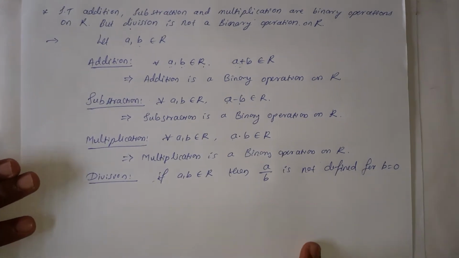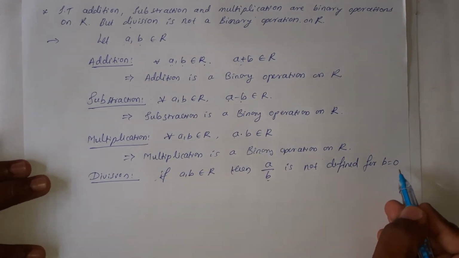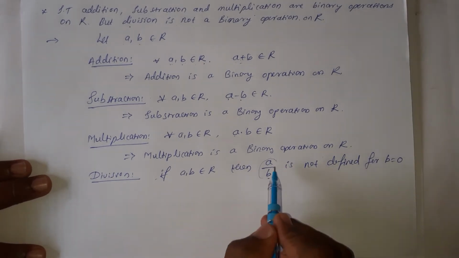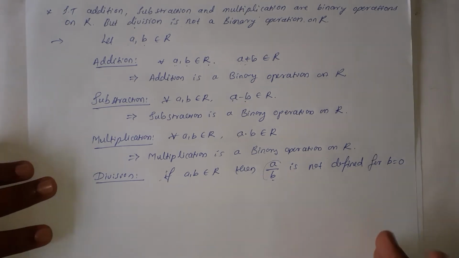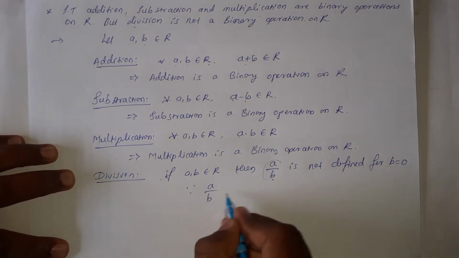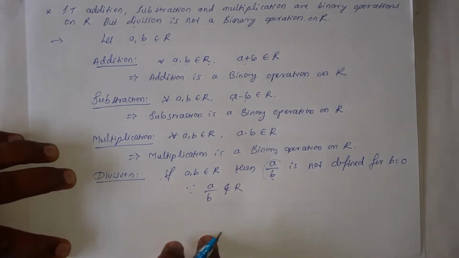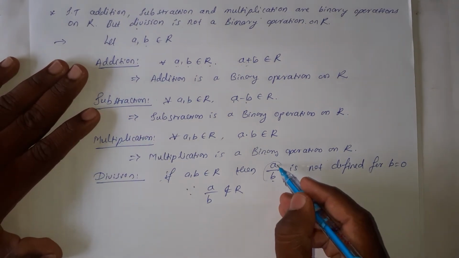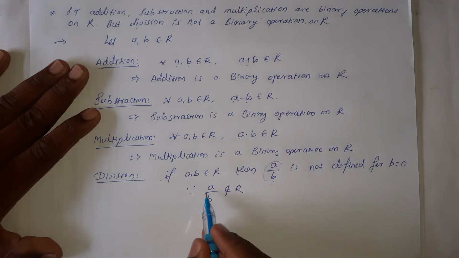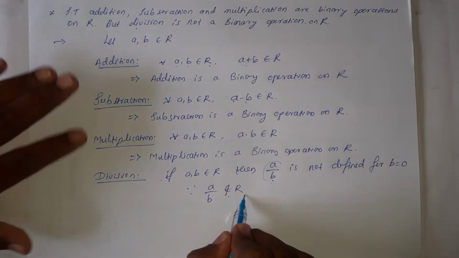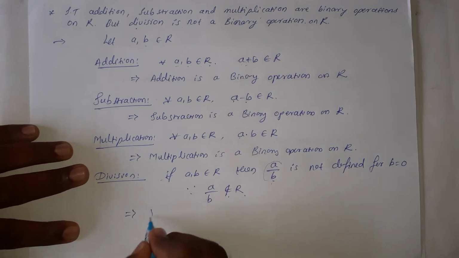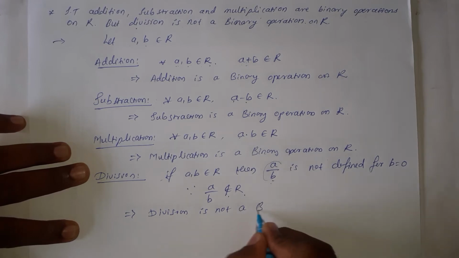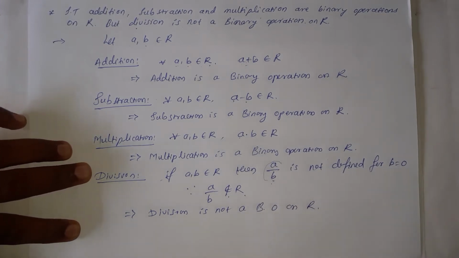So, if we take the value of b as 0, then we cannot define this a by b, hence that a by b is not a binary operation, because here a by b does not belong to the set of real numbers, because if b is equal to 0, then we cannot define the fraction a by b. Hence this a by b does not belong to the set of real numbers, then it implies that division is not a binary operation on the set of real numbers.